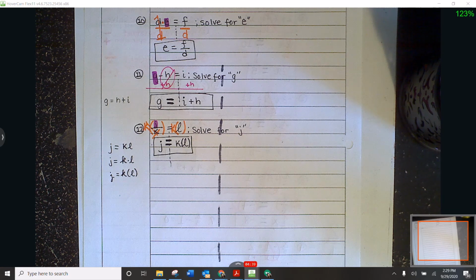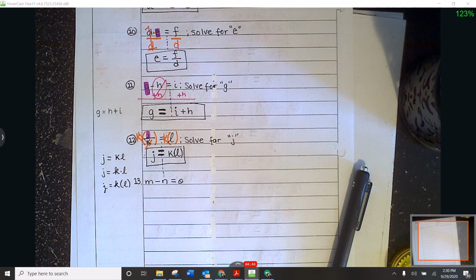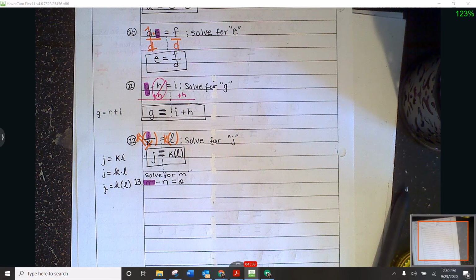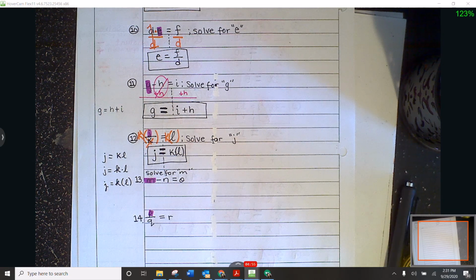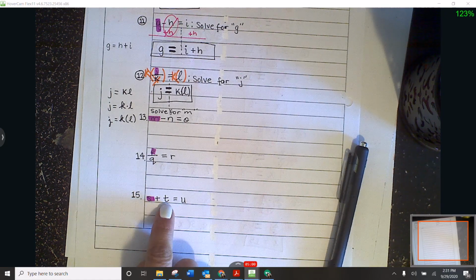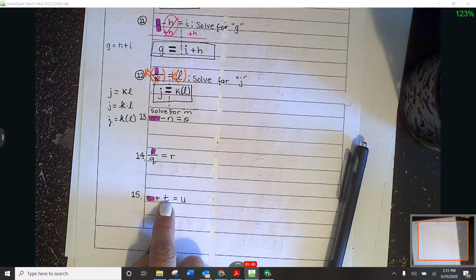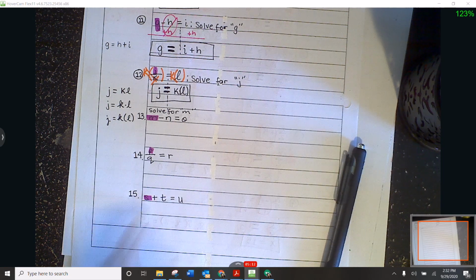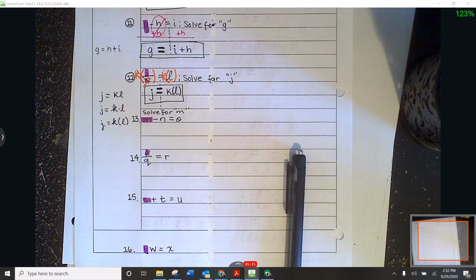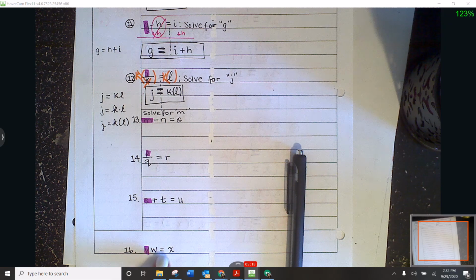So you guys have 4 problems left to practice. You have number 13, M minus N is equal to O. And this one it's asking you to solve for M. So if you don't want to write it all, you can just highlight the variable that you're solving for. Number 14 is P over Q is equal to R. Number 15 is S plus T. Make sure the plus and the T will look very similar. Put a little tail on your T, just so that you know which one is a plus and which one is a variable, equals U. And again, we are solving for S.